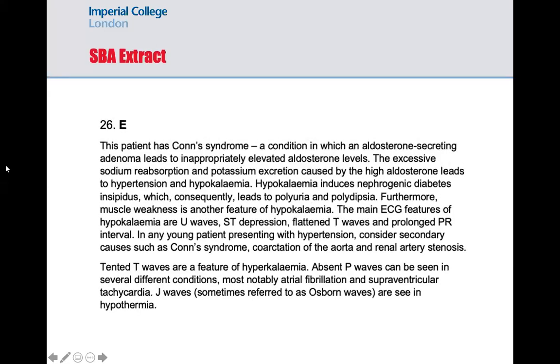Okay, and this is the answer and explanation of the SBA. As you can see, the explanation is quite concise, and it also contains all the main points about Conn syndrome that are relevant for medical students' exams. And as Laz mentioned previously, one of the main difficulties of medical school is the sheer volume of knowledge that you have to acquire.